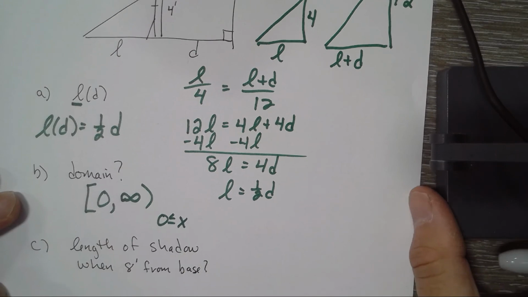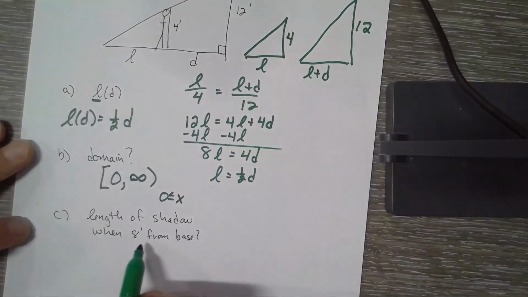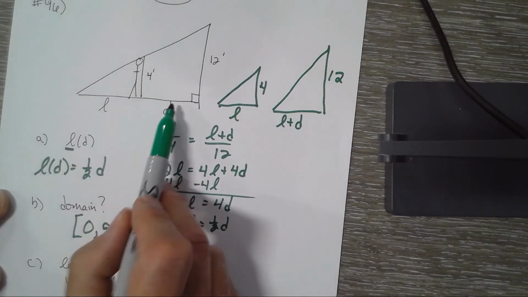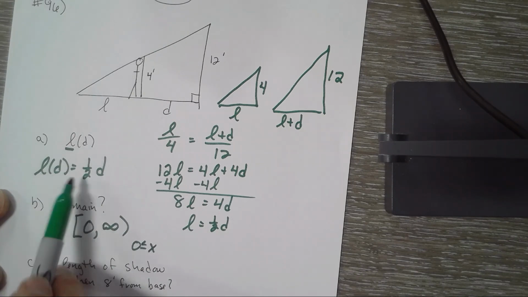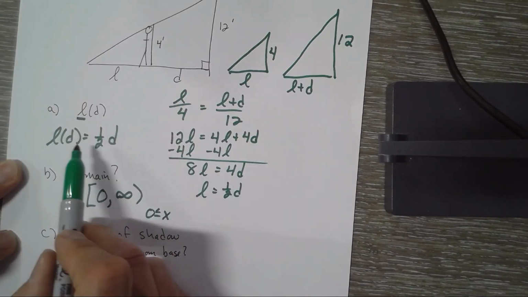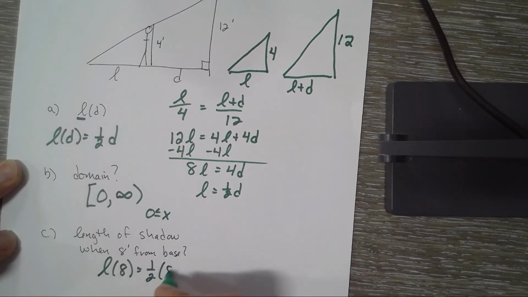And then the length of shadow when 8 feet from base. 8 feet from the base. This is our distance from the base, that's D. So our length, or L of 8, is 1/2 times 8, so it is 4 feet from the base.